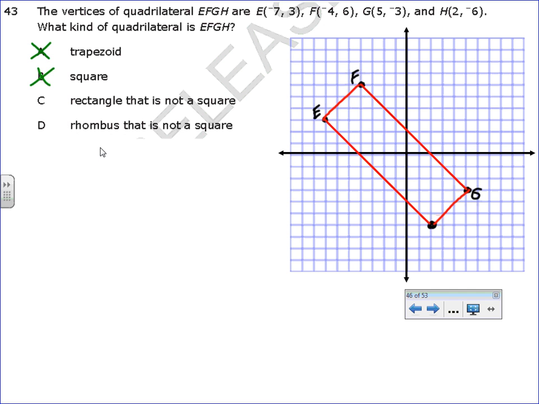A rhombus is similar to a square about the side length. Now, a rectangle that's not a square, what are the rules? It has to have 4 right angles, so perpendicular sides or 4 right angles. The opposite sides have to be the same length, and parallel.